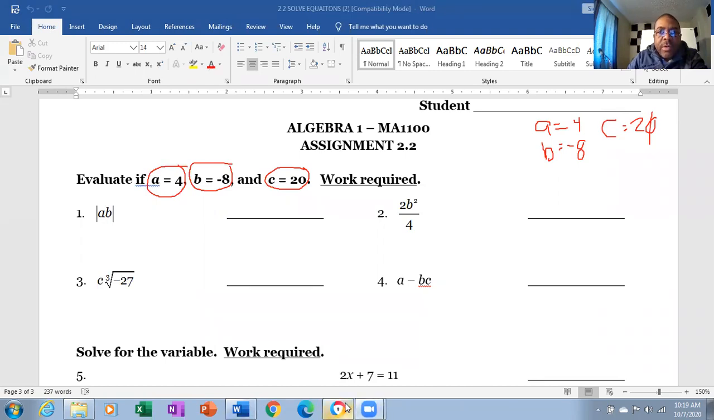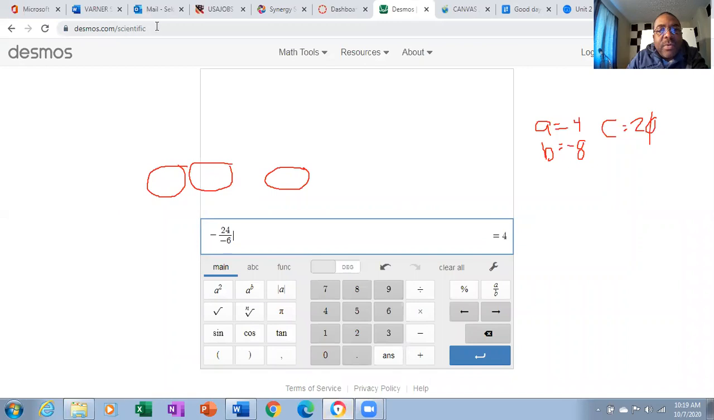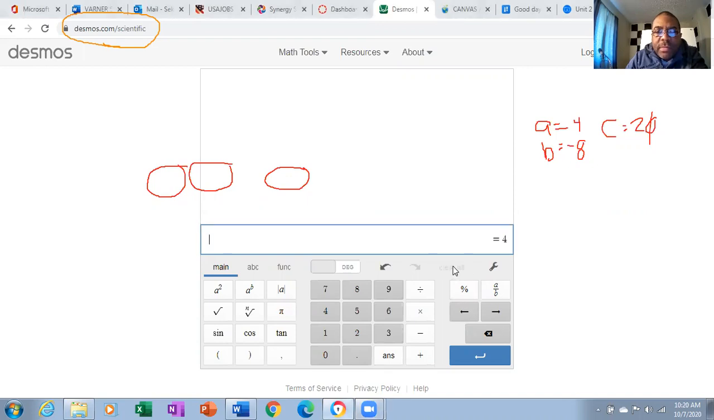So we go to Desmos, desmos.com/scientific. That's the one I like the best. Desmos.com/scientific, which is right here. The reason I choose scientific is because the scientific calculator seems to work best for me. Okay, cool. So now, the first thing we're going to do is clear all. You saw how I did that, right?